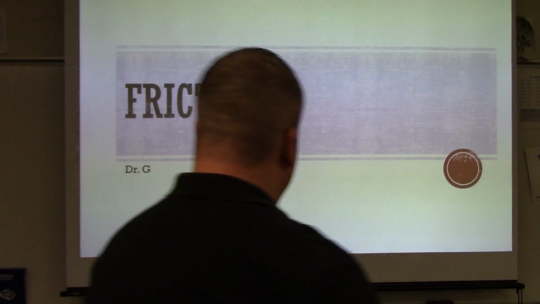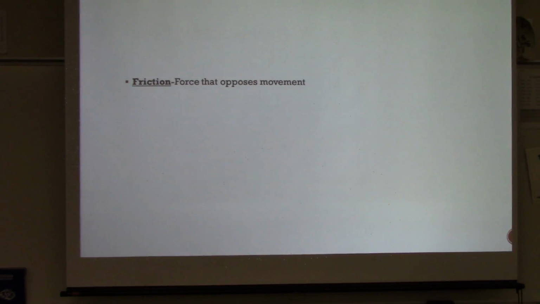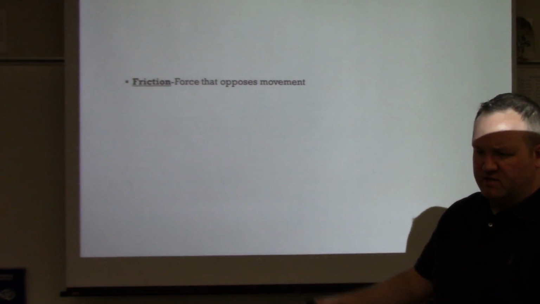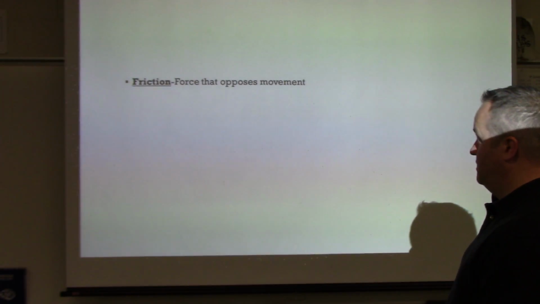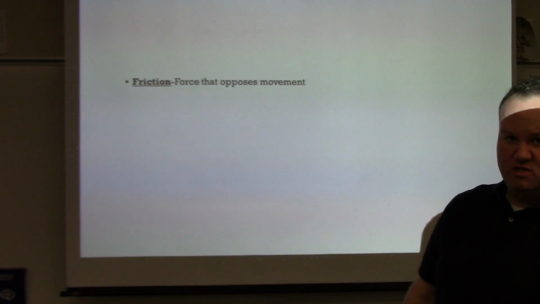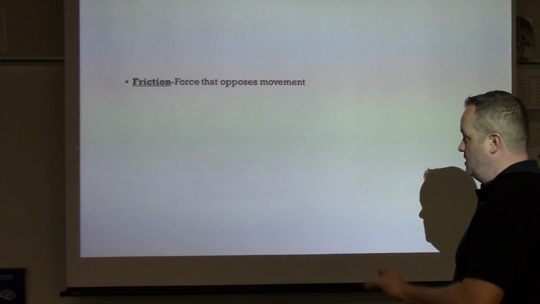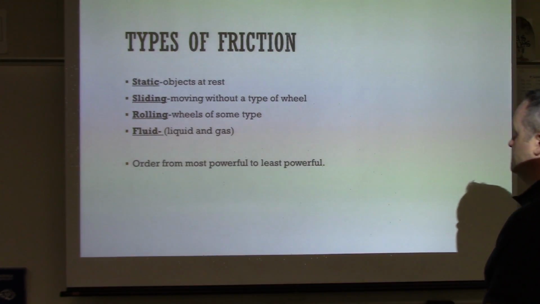Okay, today we're going to look at friction. So friction is a force that opposes movement. So whenever something's trying to move, friction is something that would try to stop it. Friction occurs in many situations that we're simply not aware of. There are different types of friction which are shown here.